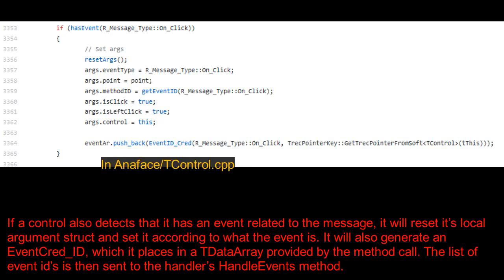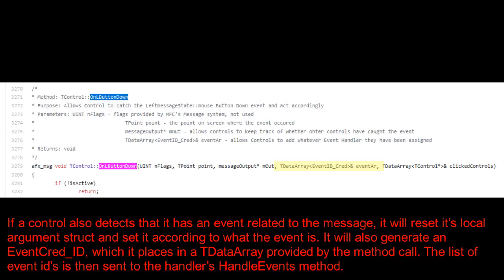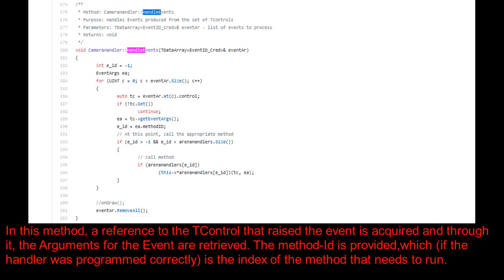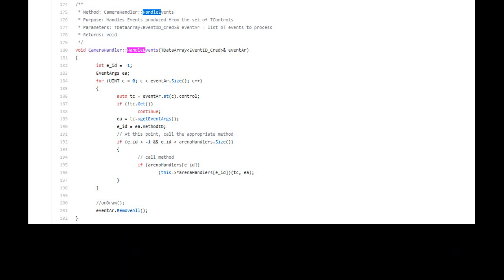If a control also detects that it has an event related to the message, it will reset its local argument struct and set it according to what the event is. It will also generate an event ID, which it places in a T-data array provided by the method call. The list of event IDs is then sent to the handle events method. In this method, a reference to the T-control that raised the event is acquired, and through it, the arguments for the event are retrieved. The method ID is provided, which, if the handler was programmed correctly, is the index of the method that needs to run.